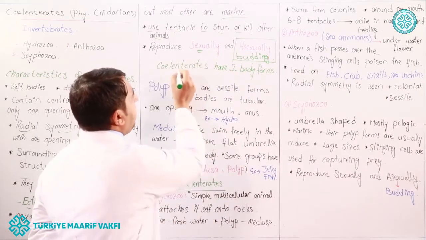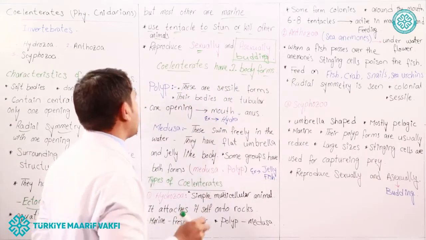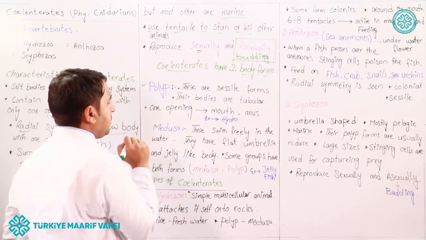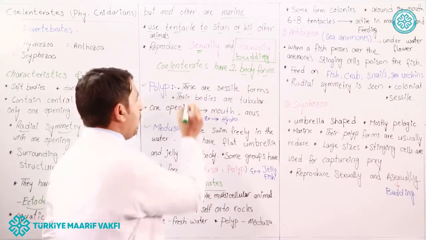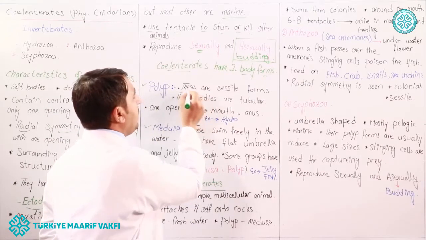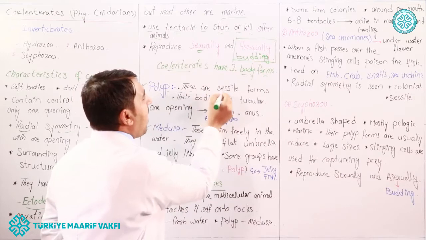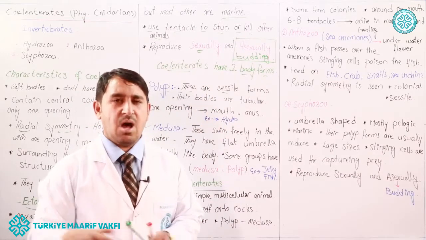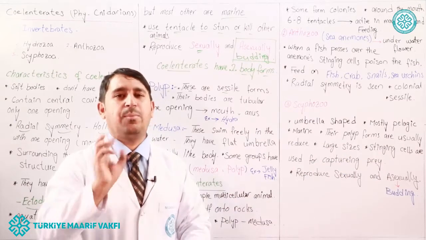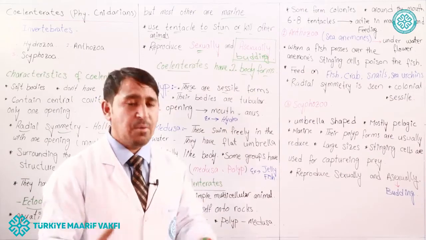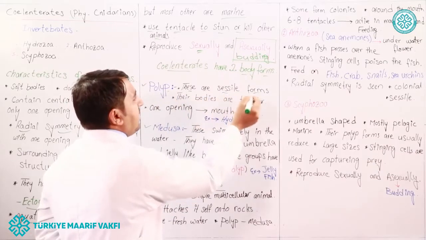If we look at their body, they have two types of body forms. Two body forms or two structures they have. The first one is the polyp form, and the second one is the medusa form. What is the polyp? The coelenterates which have the polyp body form are sessile. Sessile means they cannot move from one place to another. They are constant in one place. They cannot move. They are immovable, or sessile. So the polyp is the sessile form.